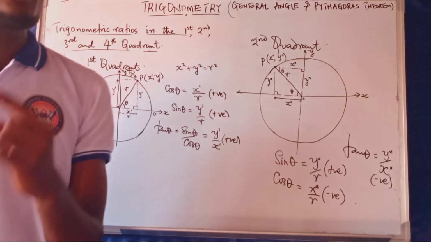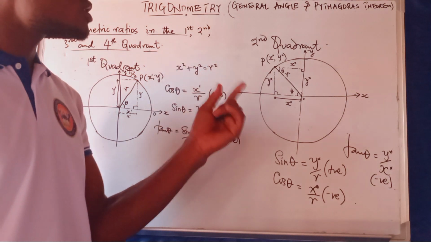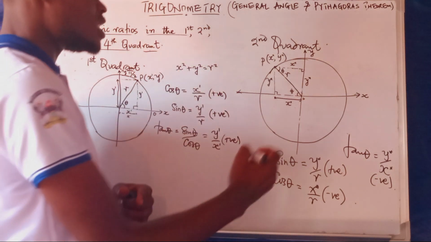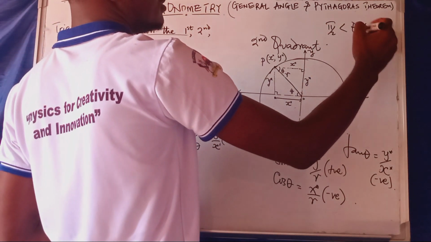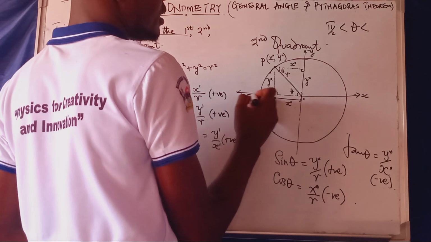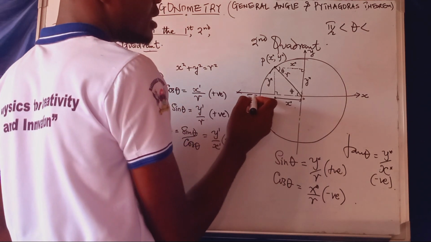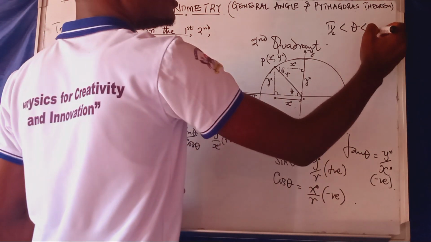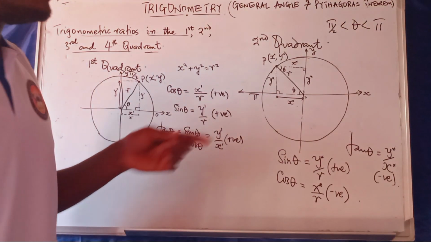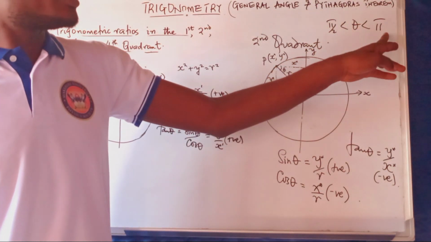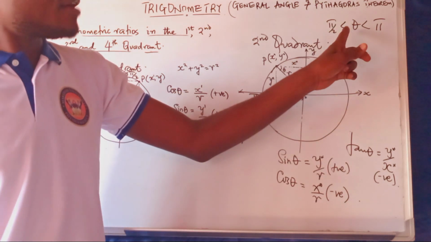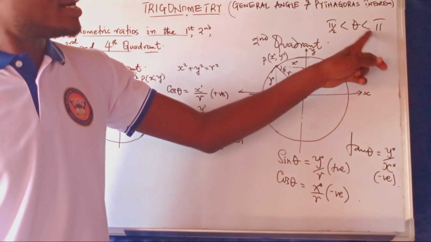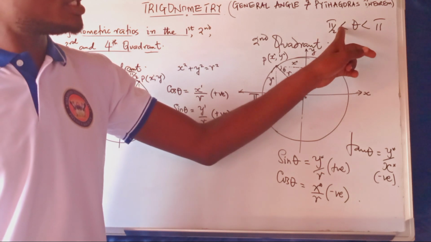That means angles that are between pi over 2 up to pi, because we are stopping here at pi, which is 180. These ones are not included, the pi over 2 and the pi. You have to be careful with the signs I'm using here. I'm not using greater or equal to.